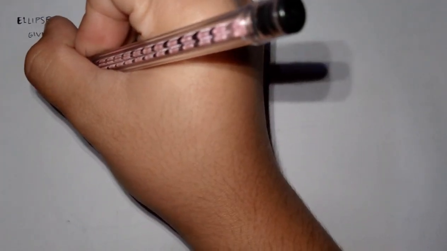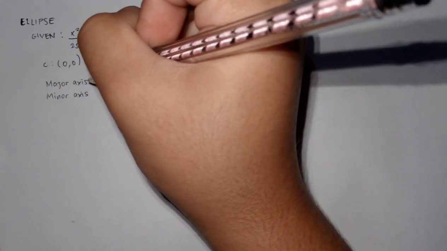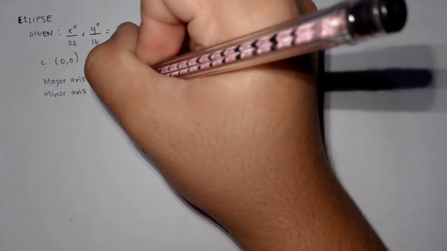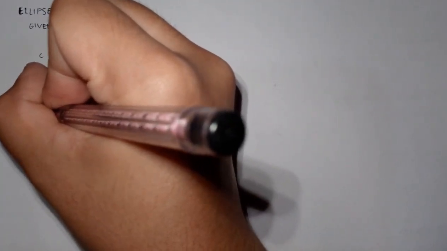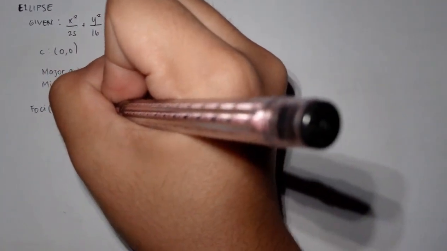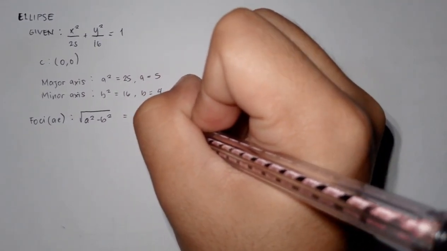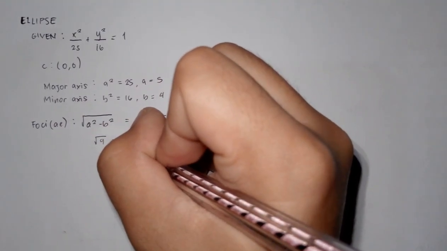To graph the given ellipse, Step 1. Identify the center of the ellipse given as h and k. Since the center is not explicitly given, the origin will be at 0, 0. Step 2. Identify the major and minor axis. Major axis: a squared equals 25, a equals 5, because the square root of 25 is 5. Minor axis: b squared equals 16, b equals 4, because the square root of 16 is 4.